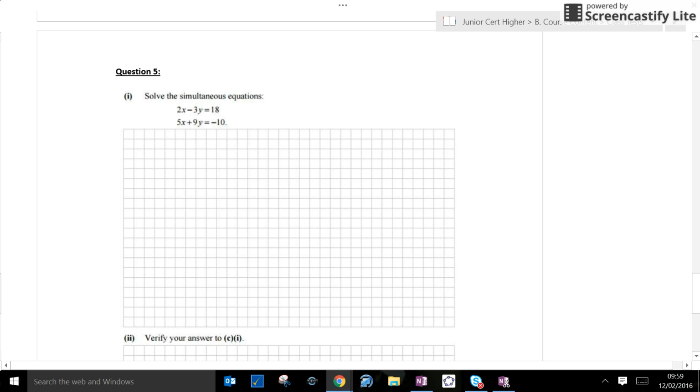Now let's look at question 5. Solve the simultaneous equations 2x minus 3y equals 18 and 5x plus 9y equals minus 10.